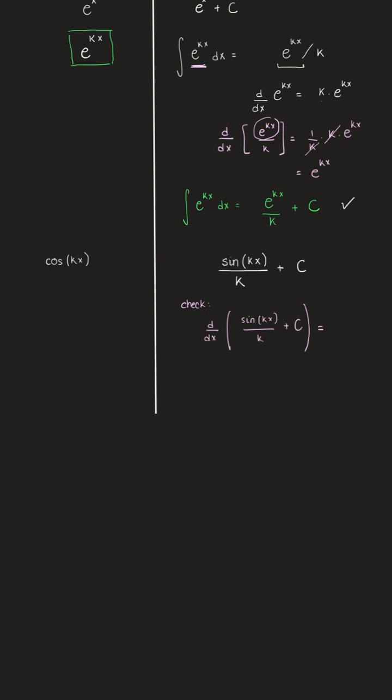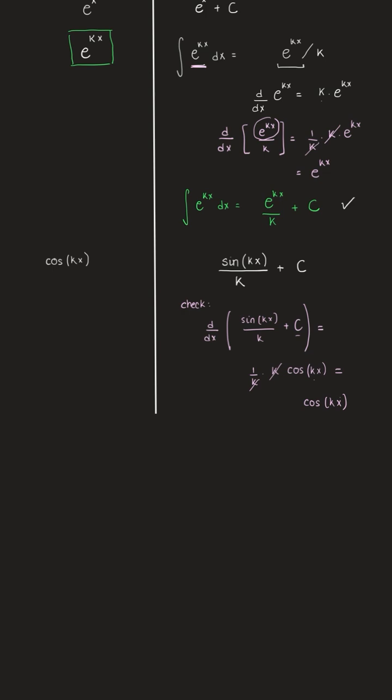When we take the derivative of the first term, we have a constant 1 over k. The derivative of sine of kx, using the chain rule, the derivative of the outside is cosine of kx, and then we'll multiply by the derivative of the inside, which is just k. And the derivative of c is 0, and so here you can see the k's cancel, and we get what we wanted, which is cosine of k times x.